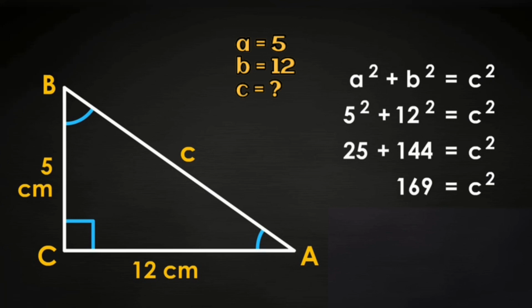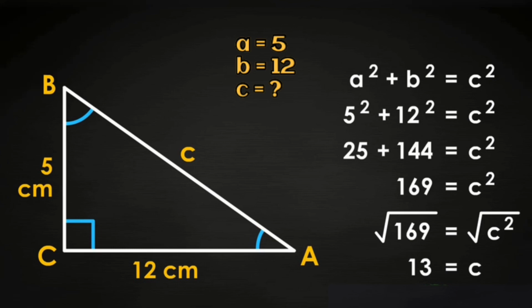Now we are going to eliminate the square by applying the square root on both sides of the equation. So we have here the square root of 169 is equal to the square root of c squared. The square root of 169 is equal to 13, and the square root of c squared cancels out the square root and the square, so we have c. So c is equal to 13. Therefore, our hypotenuse is equal to 13 centimeters.